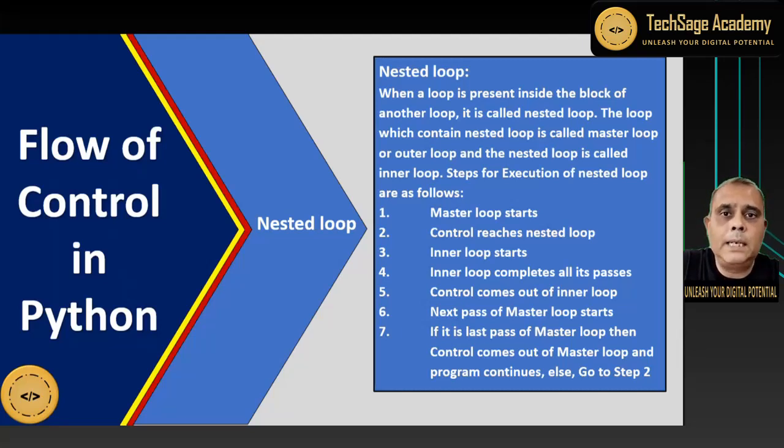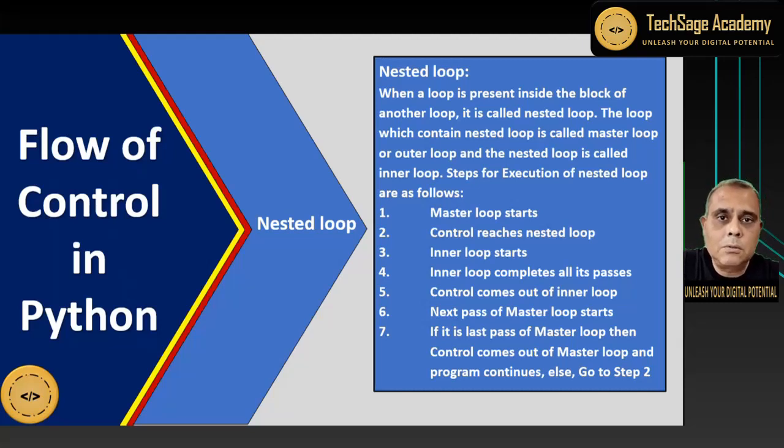Once the inner loop terminates after executing all its passes, remember, once the inner loop executes completely, the incrementation in the master loop takes place. And after incrementation in the master loop, the control goes back to the header part of the master loop. If it is a for loop, the incrementation will take place in the header part itself. Again, the condition of the master loop is checked. If the condition is true, the instructions written inside the master loop will execute.